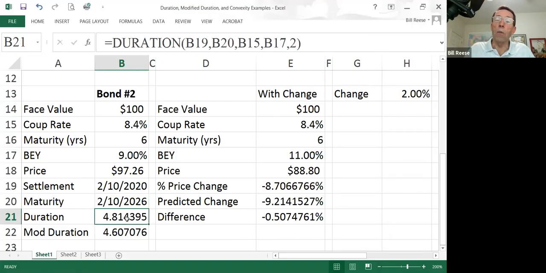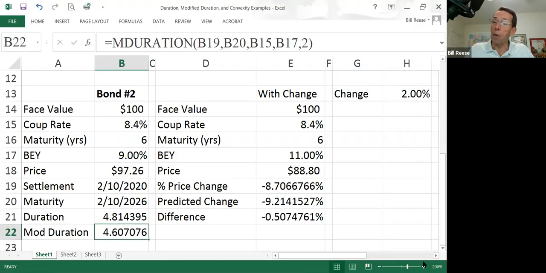Using the duration function in Excel, the duration of the bond is 4.814395. Okay. If we then use the modified duration of the bond, and remember, modified duration is the duration divided by 1 plus the semi-annual yield. In this case, the semi-annual yield is 4.5%. So take duration divided by 1.045, and that gives you the modified duration that we've got there.